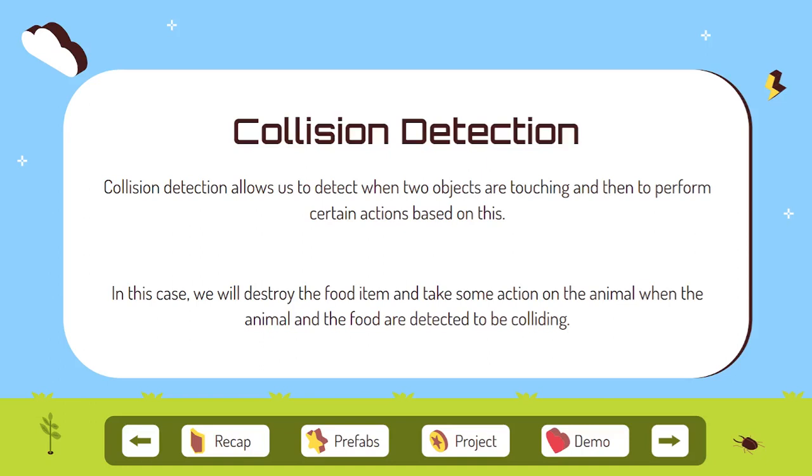the player loses. So we've covered collision detection briefly before, but collision detection basically allows us to detect if two objects, so this could be like an animal and the food in the game, are colliding or touching each other, and then if they are, perform certain actions based on the state of their collision. In this case, if the food and the animal are colliding, we are going to destroy both objects and let the character keep playing.